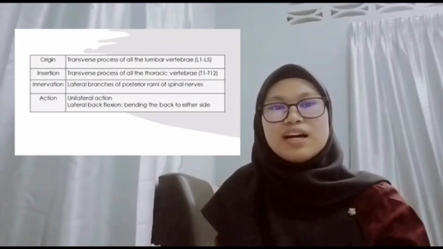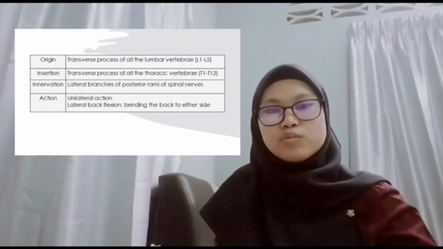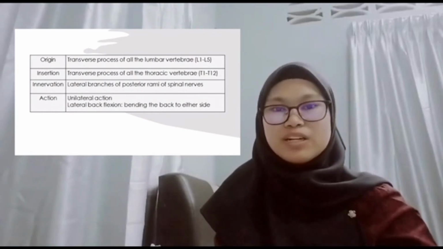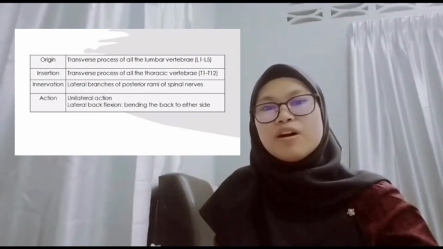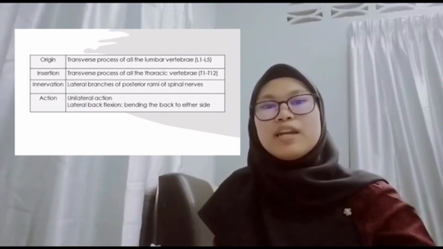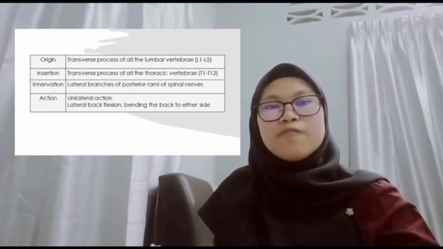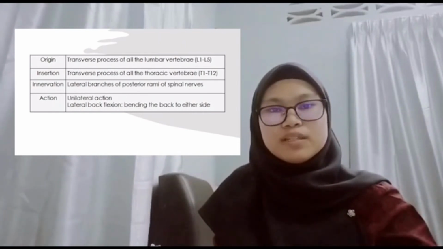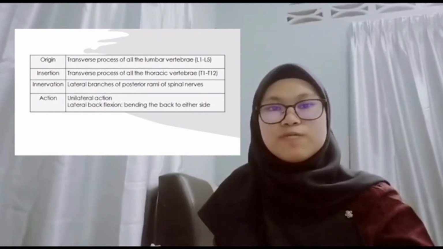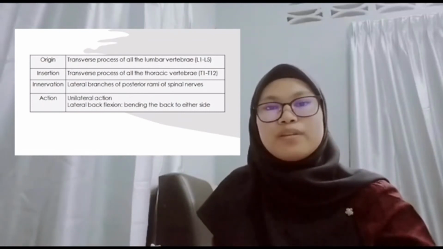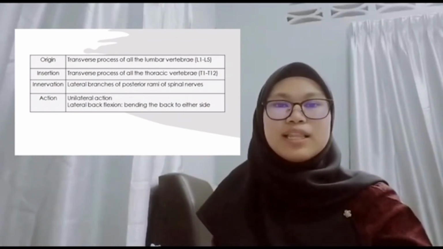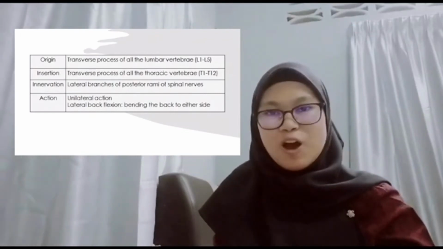Today I would like to present the longissimus thoracis muscle and the spinalis muscle. The longissimus thoracis is the largest muscle in the erector spinae, originating from the transverse processes of the lumbar vertebrae, from lumbar 1 until lumbar 5. The insertion is at the transverse processes of the thoracic vertebrae, from thoracic 1 until thoracic 12. The innervation is the lateral branches of the posterior rami of the spinal nerves. How to palpate this muscle?